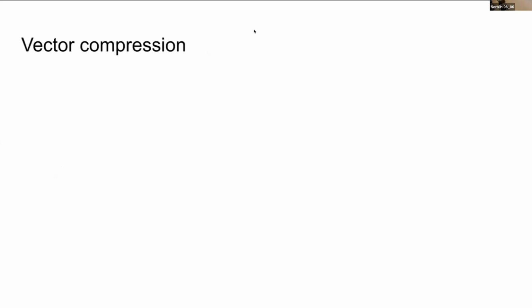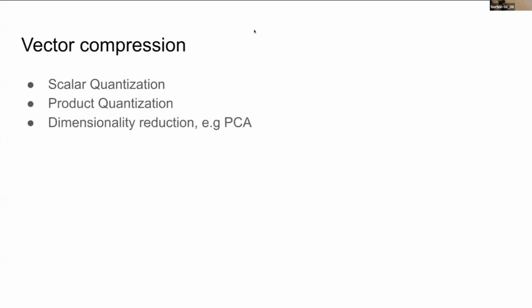Okay, so far we were able to make our vector search faster. The other topic I would like to focus on is vector compression, which is to make our indices smaller, for them to consume less memory. So let's take a look into vector compression algorithms. And the algorithms that are popular in this domain are scalar quantization, product quantization, and some dimensional reduction techniques such as PCA.